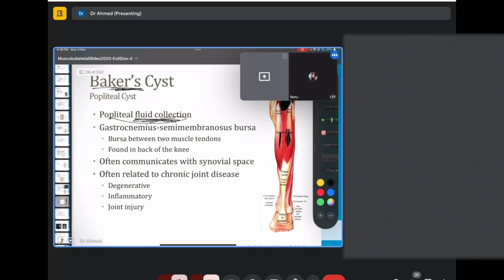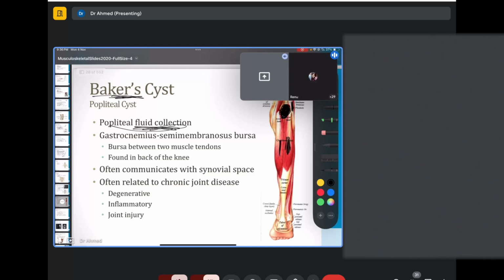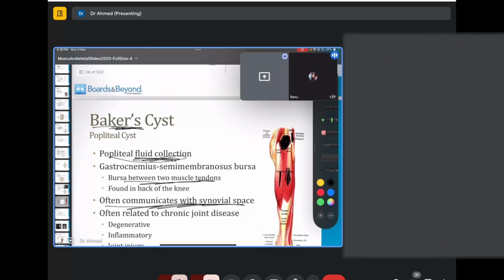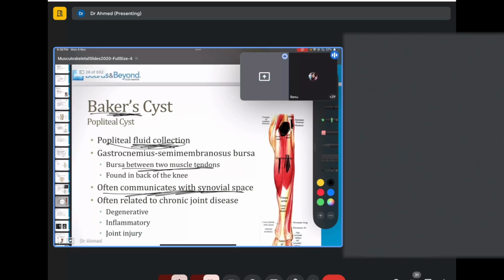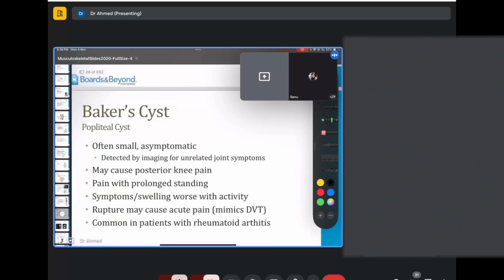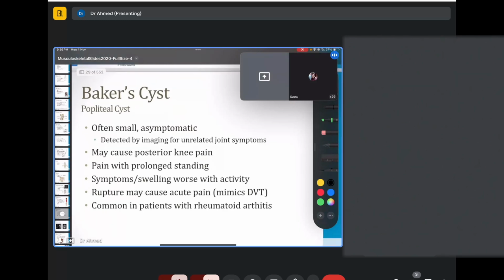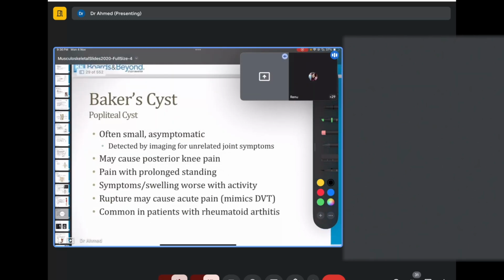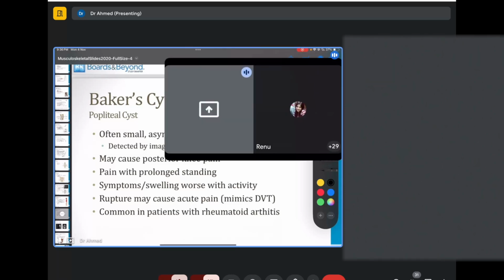Okay. So the gastrocnemius, the bursa between the muscle tendons, often communicates with the synovial space. Okay. If it's in communication with your synovial space, it means it also has an impact on that joint as well, the knee joint that we have already discussed. Okay. So you have your Baker cyst. Okay. You just give me a second, please, guys.